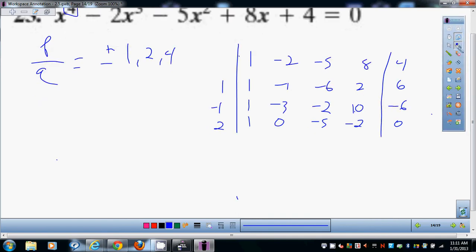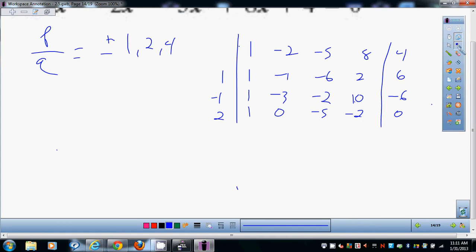So we're going to use the same numbers. You don't have to do p over q. We don't have to do all that stuff again. It's going to be on the same list. And here's the thing. If 1 and negative 1 didn't work before, they're not going to work now. So you still don't have to try that. However, you do have to do 2 again, because it might be a double root.